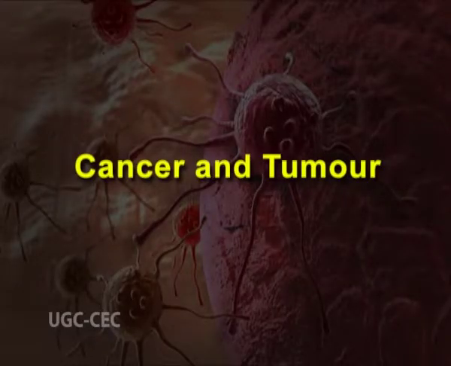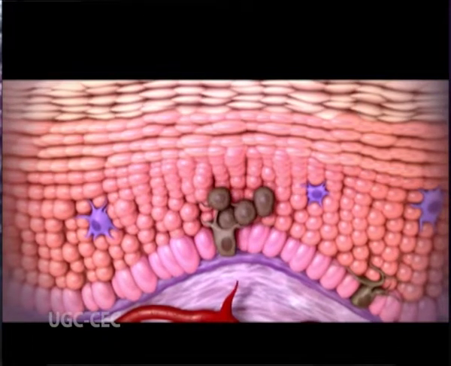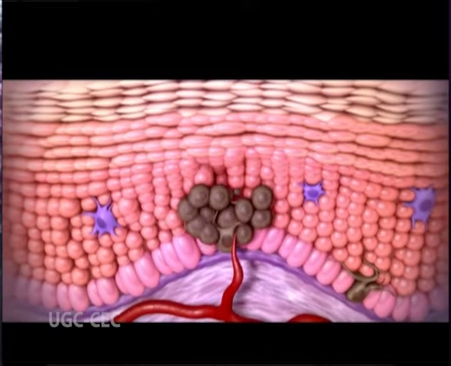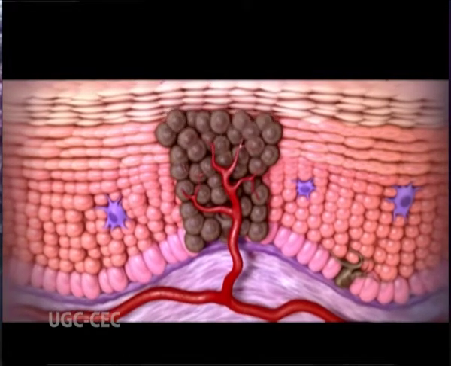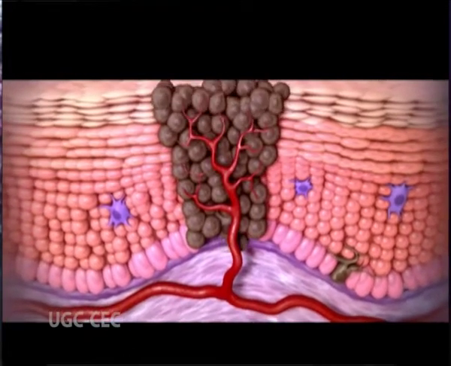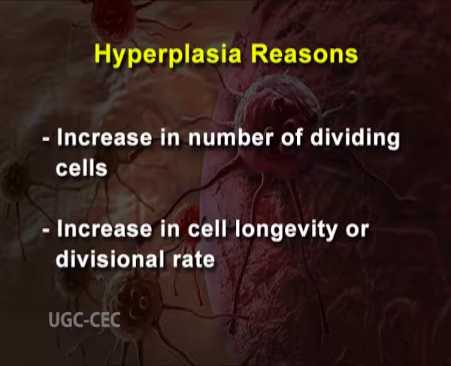Cancer and tumor. Cancer is a group of diseases which are characterized by uncontrolled growth of any of the self cells of the body. Cancer cells can also be called altered self cells which have escaped the growth control mechanism. Tumor is sometimes used as a synonym for cancer, but tumor basically refers to a mass of cells which can be termed as benign or malignant. Increase in number of dividing cells or increase in cell longevity or divisional rate.